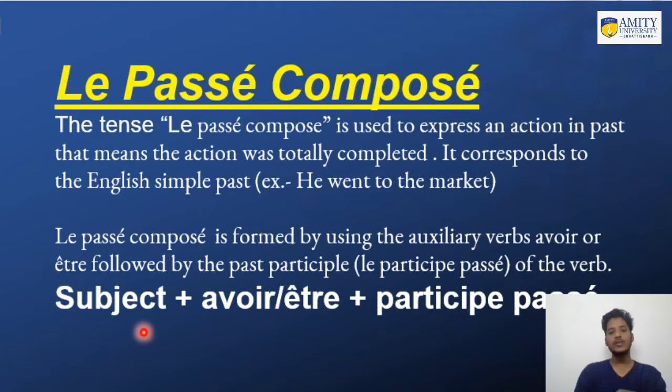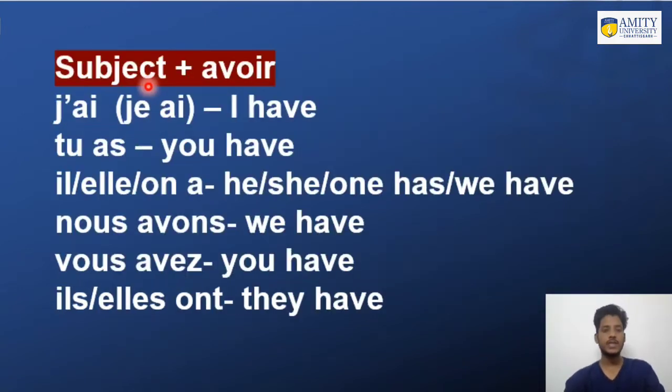In English, I, we, you, he, she, it, that, they. In French, je, tu, il, elle, nous, vous, il, elle. Clear. Next, conjugation of avoir verb. Now over there, what you can see, subject plus avoir. So what are the subjects? Je, tu, il, elle, on, nous, vous, il, elle.